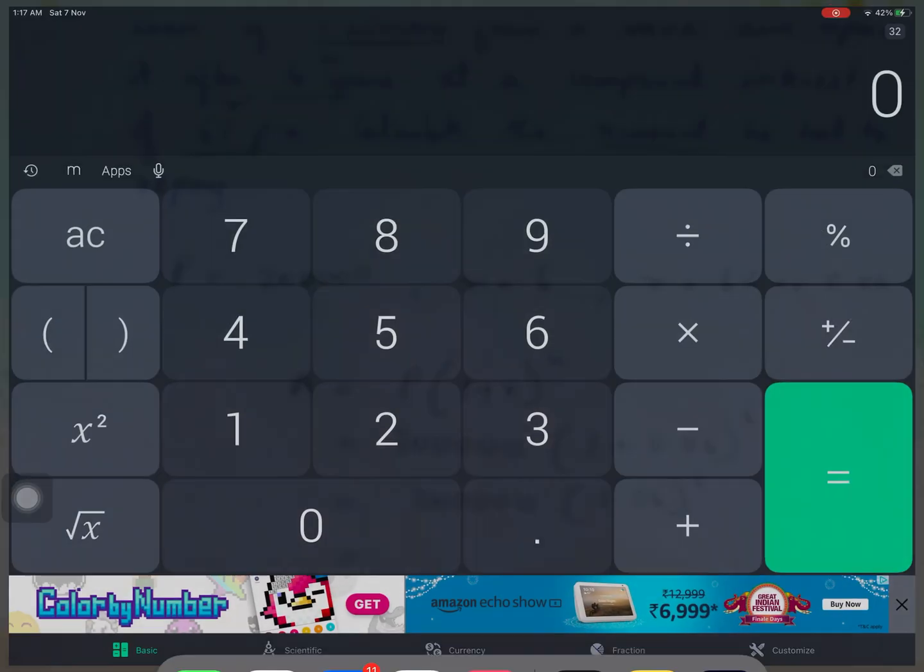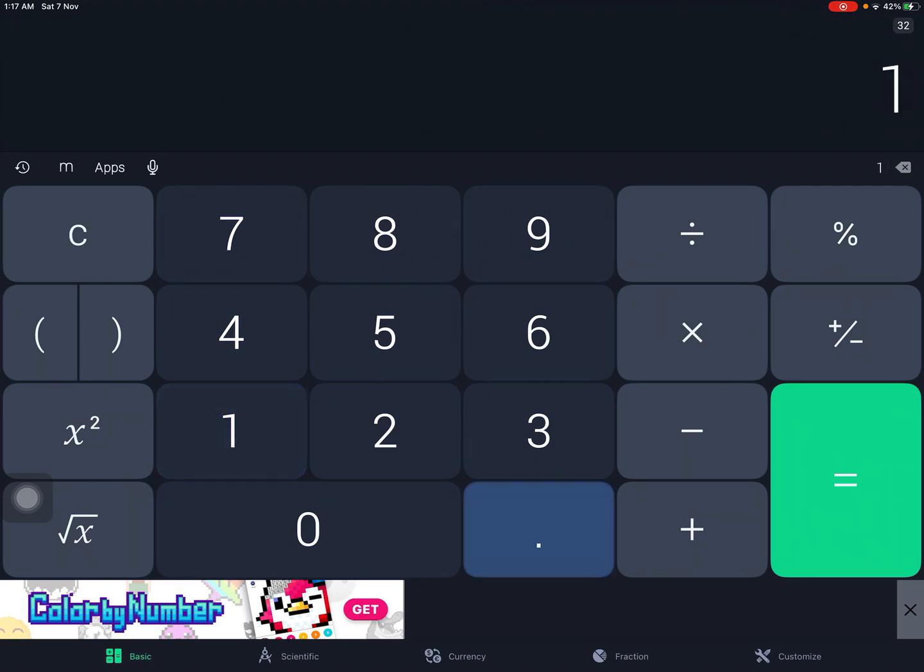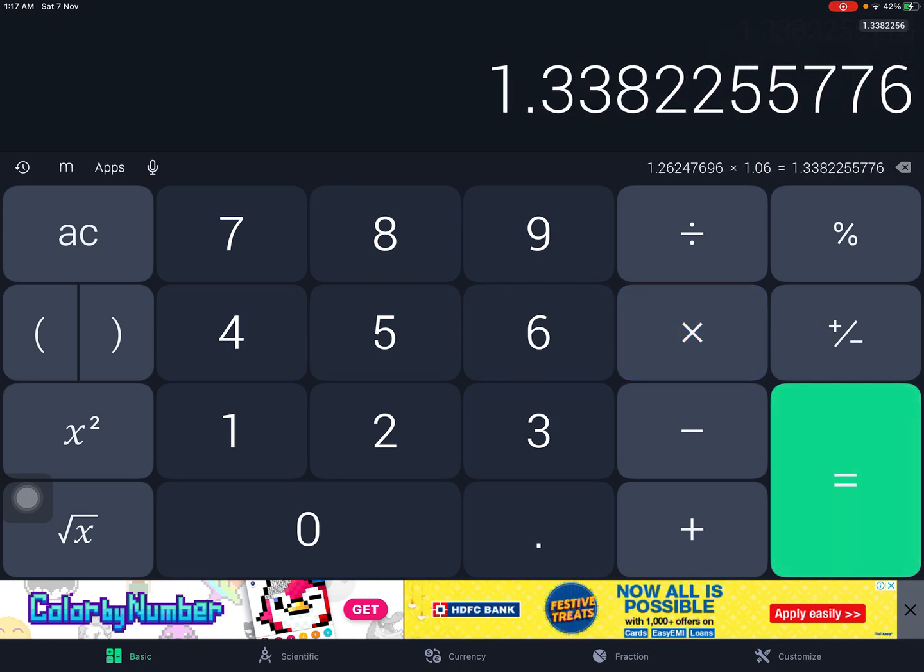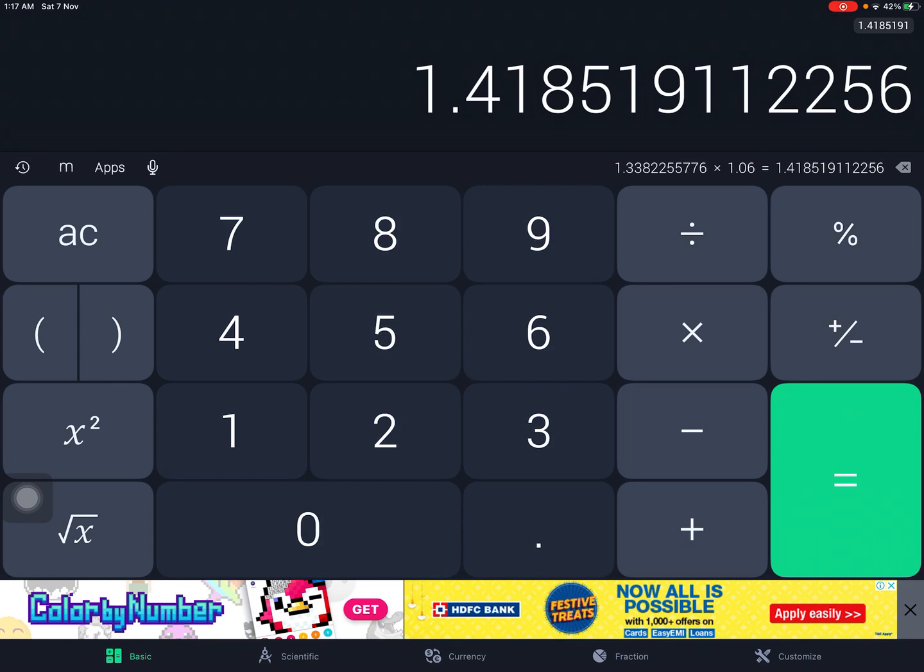Let's calculate this. 1.06 into, and I will press is equal to 5 times because it is 1.06 raised to 6. I started with 2, so 2, 3, 4, 5, 6. That is 5 times. So now the fraction I got is 1.418519. Okay, so you can keep 1.4185 or you can take the whole thing. It's up to you. There would be some difference, but that is not a problem.